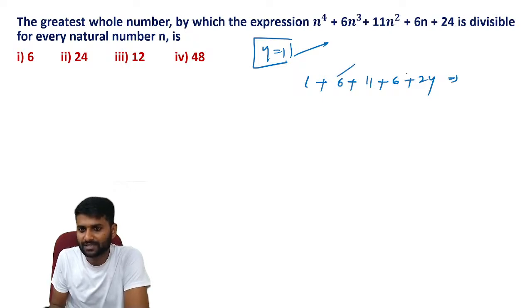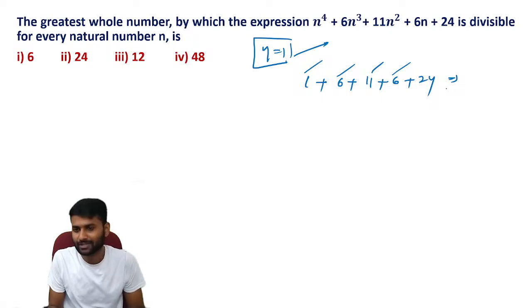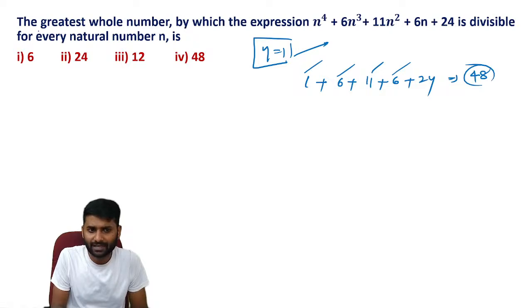If you go through the sum, 6 plus 6 is equal to 12, 1 plus 11 is 12, 12 plus 12 is 24, and 24 plus 24 is equal to 48. But 48 is divisible by the 12 table, the 6 table, and the 24 table. But here it is clearly mentioned that we need the greatest whole number out of all the numbers, so 48 is the greatest whole number.